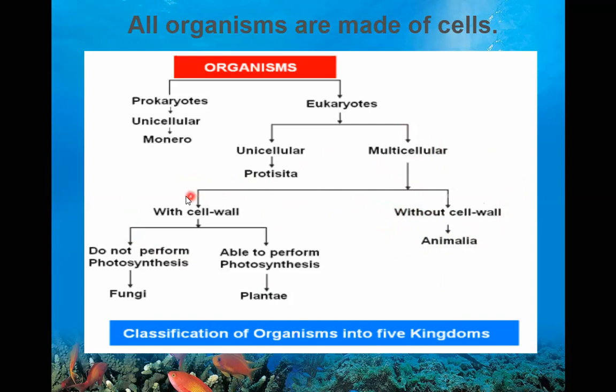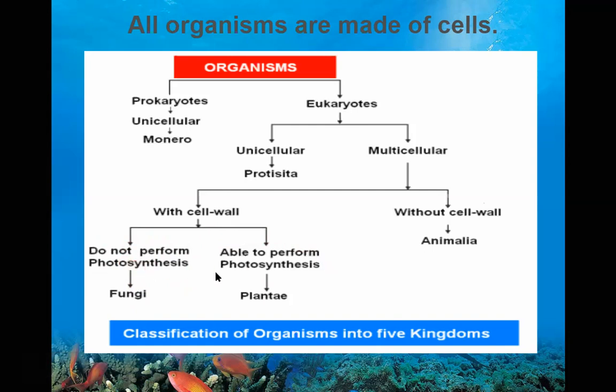Then we have the organisms which have a cell wall. The scientists have divided them into 2 groups: number one, those which are not able to perform the process of photosynthesis, and on the other hand, the ones which perform the process of photosynthesis. So fungi are basically the organisms which do not carry out photosynthesis, and they are dependent on other organisms. They are heterotrophs and they do not prepare their own food.